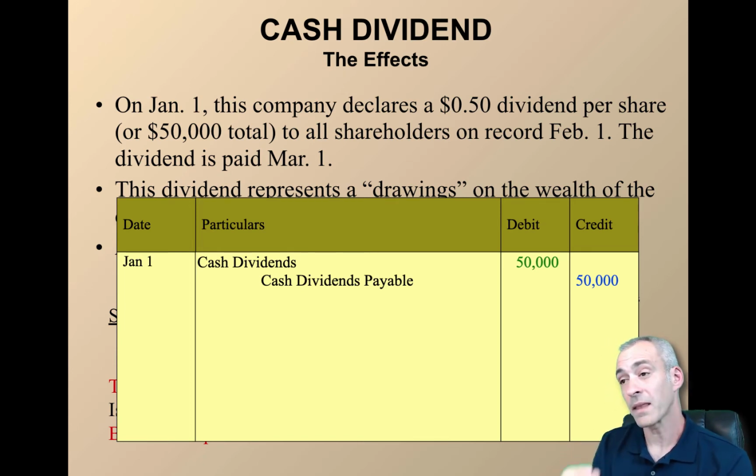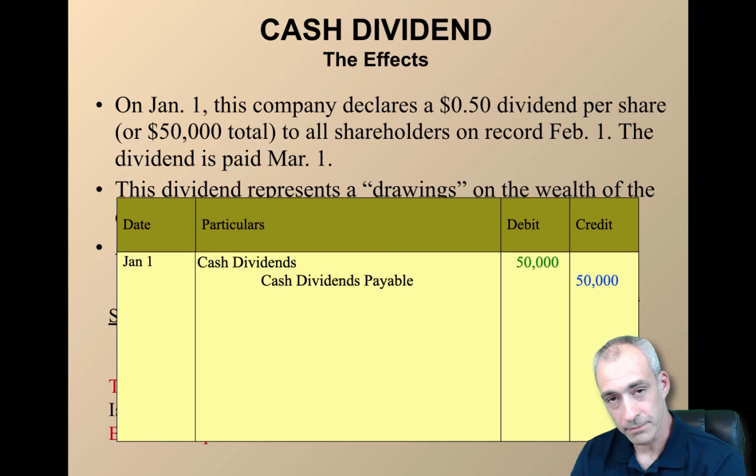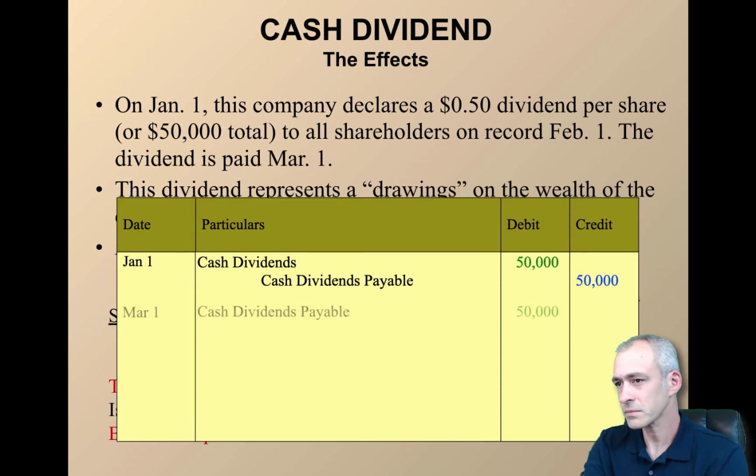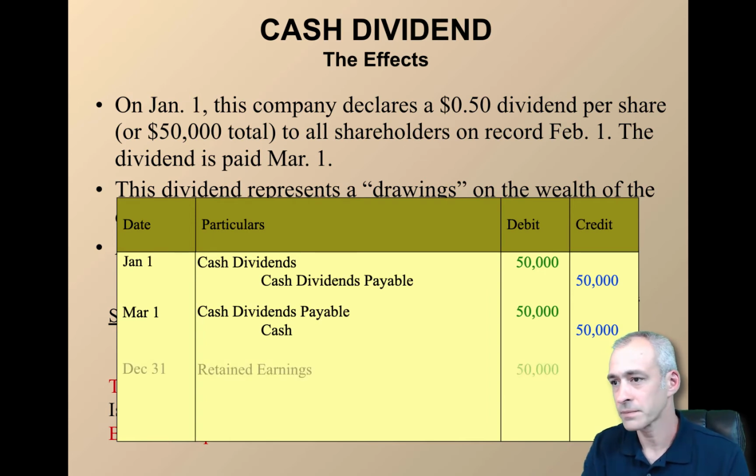You credit cash dividends payable, which sounds like a liability. I suppose it is. It is a liability, I think. Some companies classify it as an equity account because you haven't paid it yet. I think it's a liability though. Doesn't matter for us. So on March 1st, when you actually pay the dividend, you debit cash dividends payable, some people call it cash dividends distributable, 50,000, and you credit cash. Make the payment. Piece of cake.